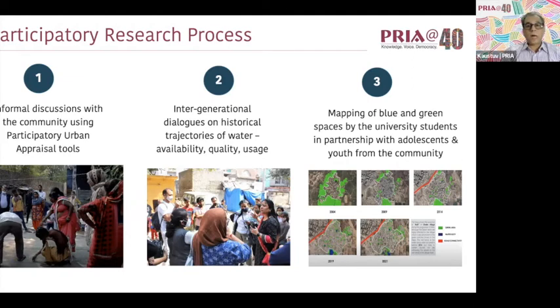Those things were discussed in this process. And then these university students who were trained in urban planning and design, they interestingly undertook a mapping called mapping of blue and green spaces. And here the interesting part was that they did it in partnership with the adolescents and youth from the community.